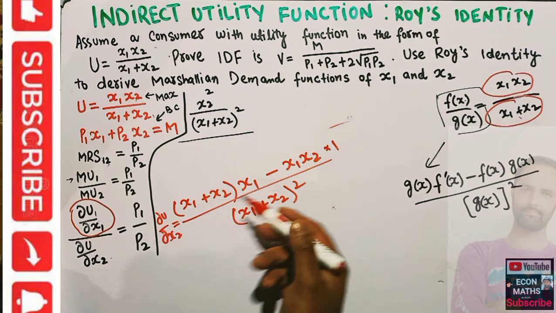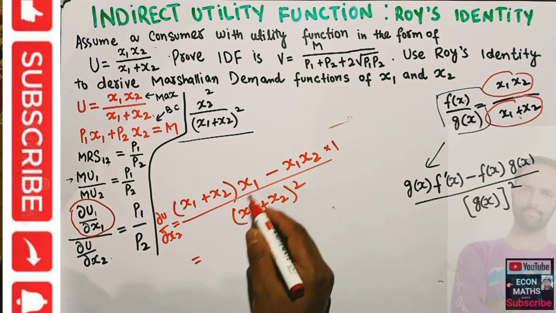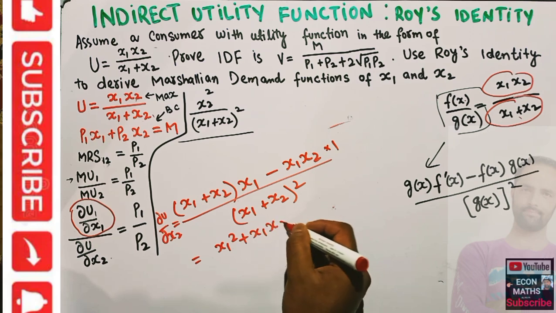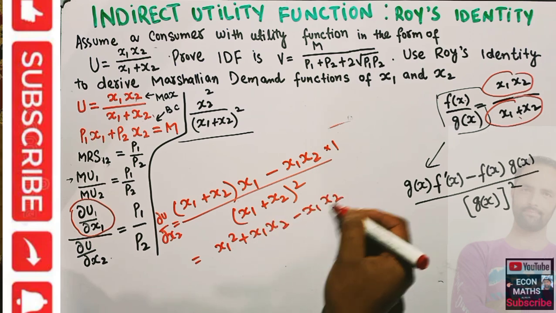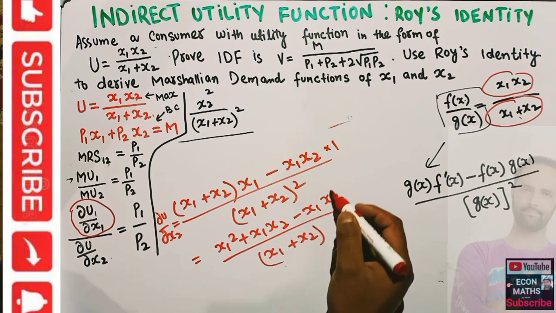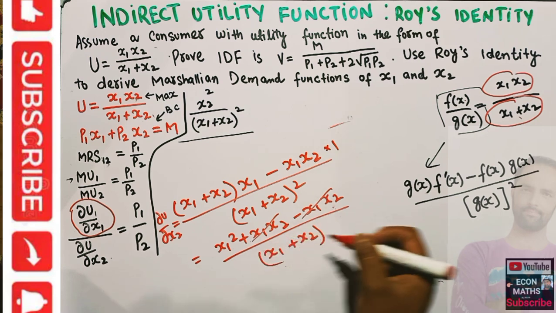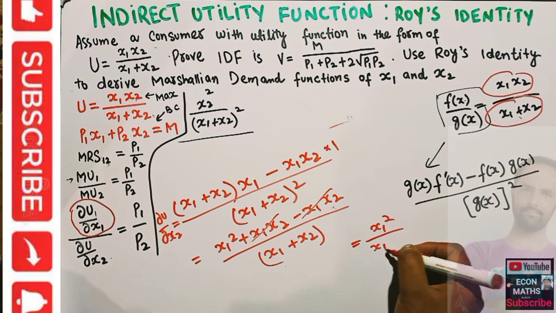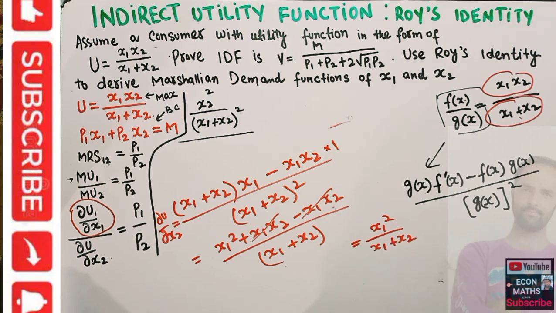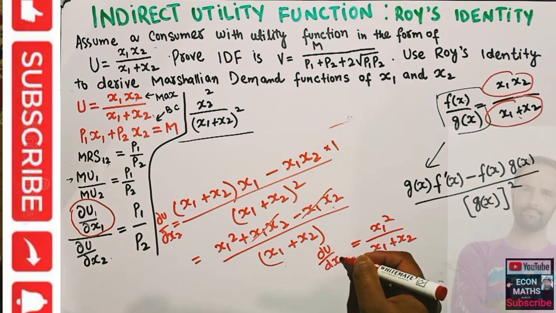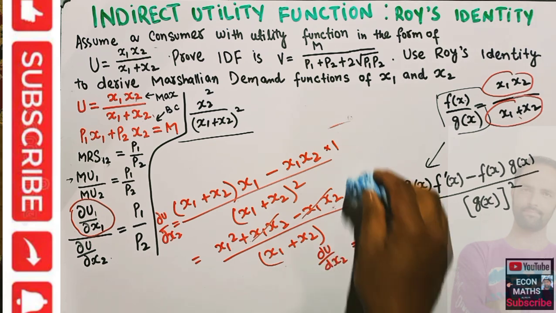Now rearranging this, we will get, multiplying x1 into x1 is x1 square plus x1 x2 minus x1 x2, then we have x1 plus x2 whole square. Okay, so these two same terms get cancelled. We are again left with x1 square upon x1 plus x2. So our du upon dx2 is this stuff.